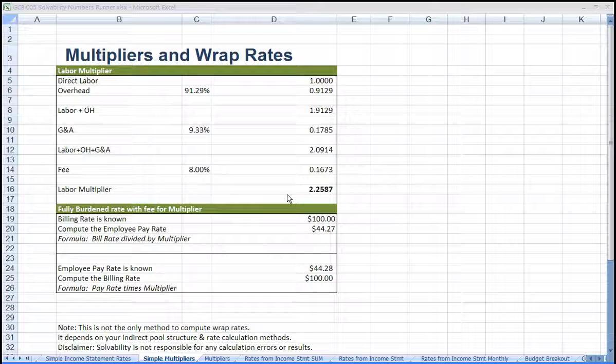Multipliers and wrap rates. Here's how we use indirect rates to come up with a multiplier and use that multiplier for pricing. Let's assume that we know the indirect rates we want to use for pricing, meaning we know the percentages we want to use for overhead, G&A, and profit.